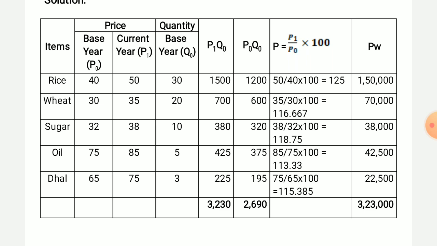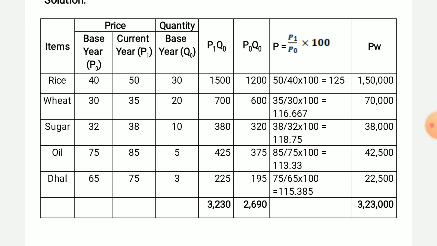P1: 50 by 40 into 100 is equal to 125. 35 by 30 into 100 is 116.667. 38 by 32 into 100 equals 118.75. 85 by 75 into 100 is equal to 113.33. 75 by 65 into 100 is equal to 115.385. Then we can calculate PW, means the product of P and W.